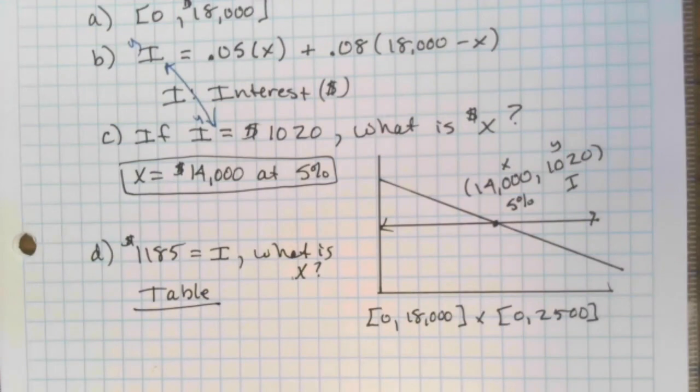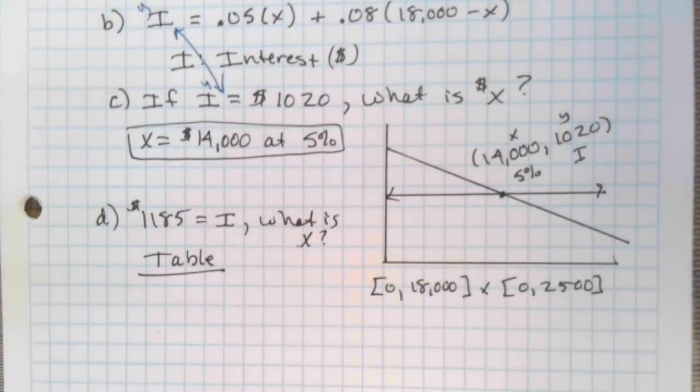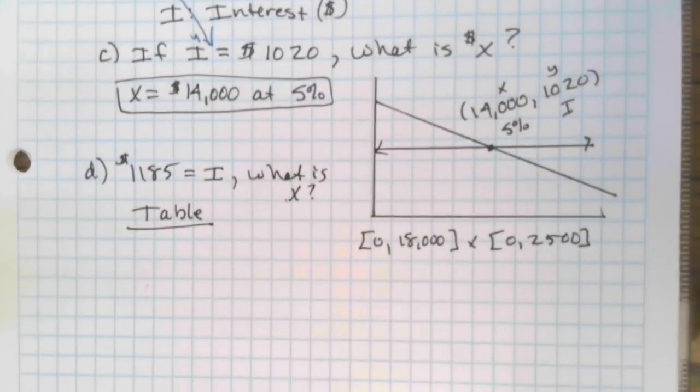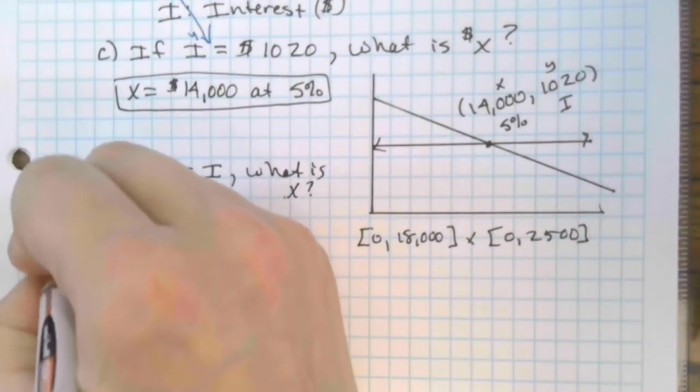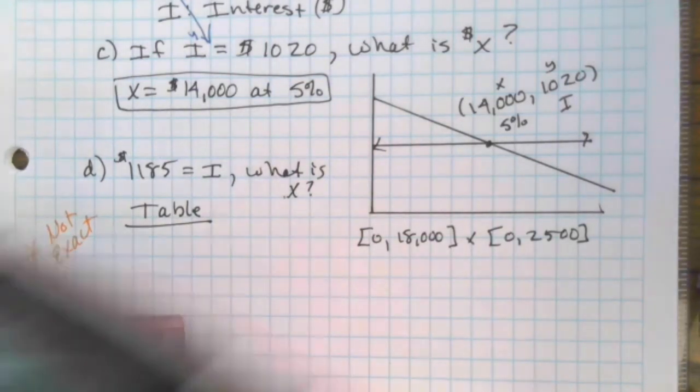Okay. First thing I want to tell you about tables. Tables are not a great way to find an intersection point. Tables are pretty inexact. So if they're asking you to find it using a table, it's not going to be a very precise answer. Okay, so let's do a table.